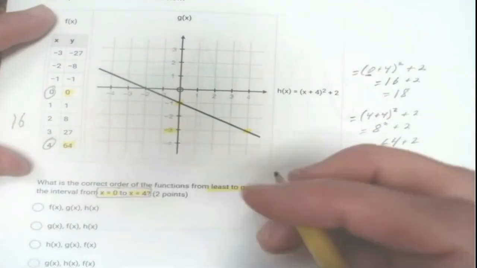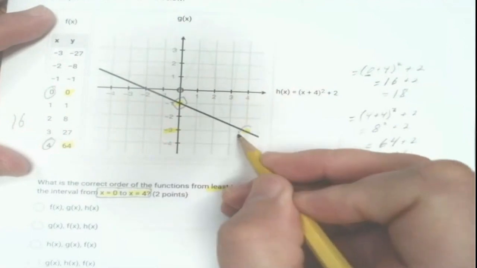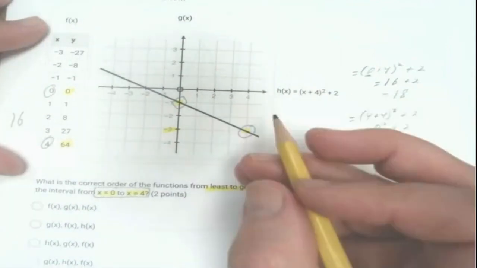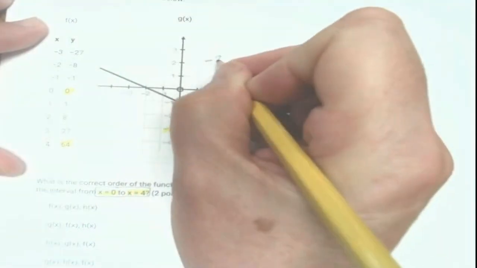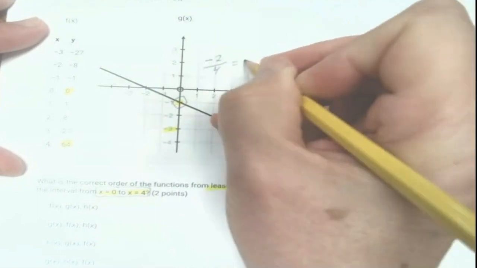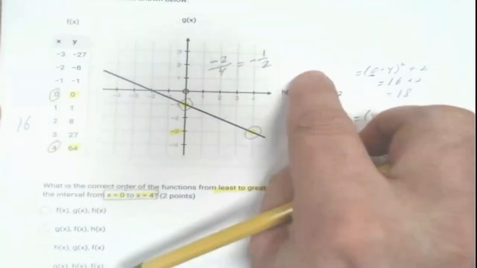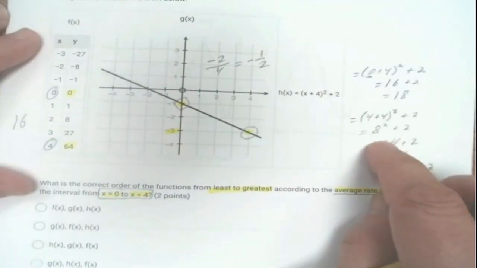This one, we have a graph. At 0, it's -1, and at 4, it's -3. It goes down 2 over a span of 4. So it's got a -1/2 slope. So right now, this is the least, and this is the greatest. Let's check one over here.